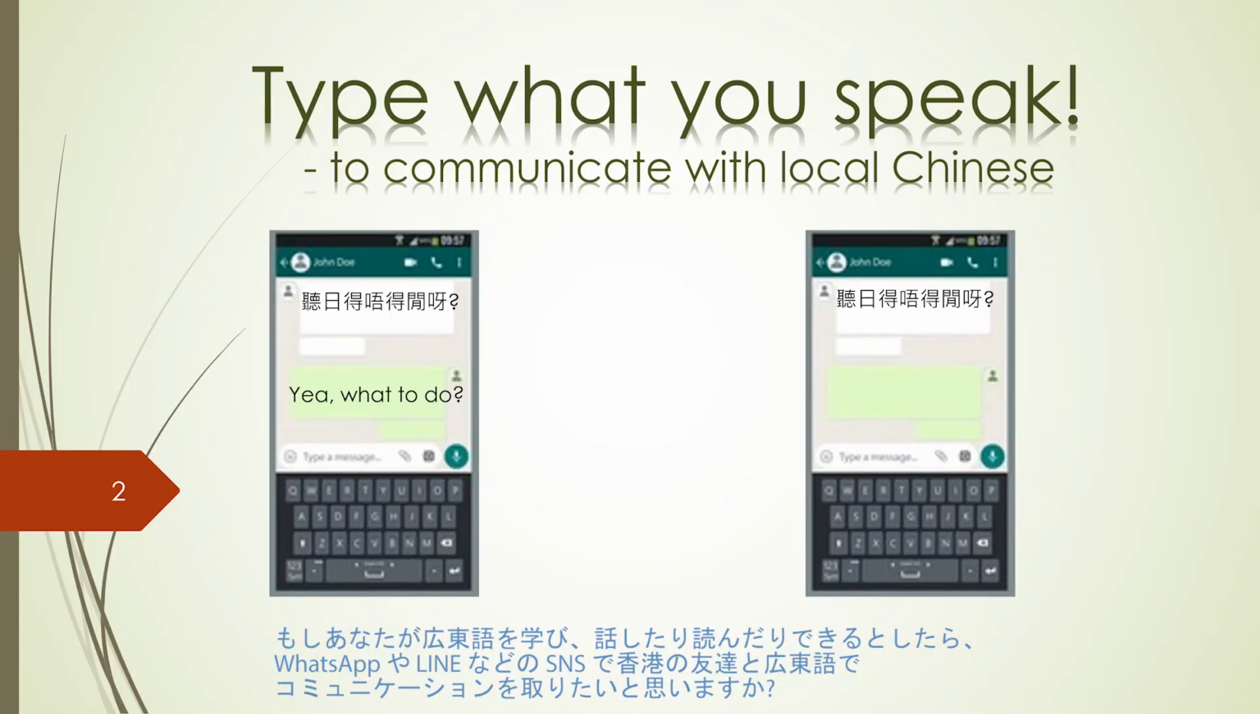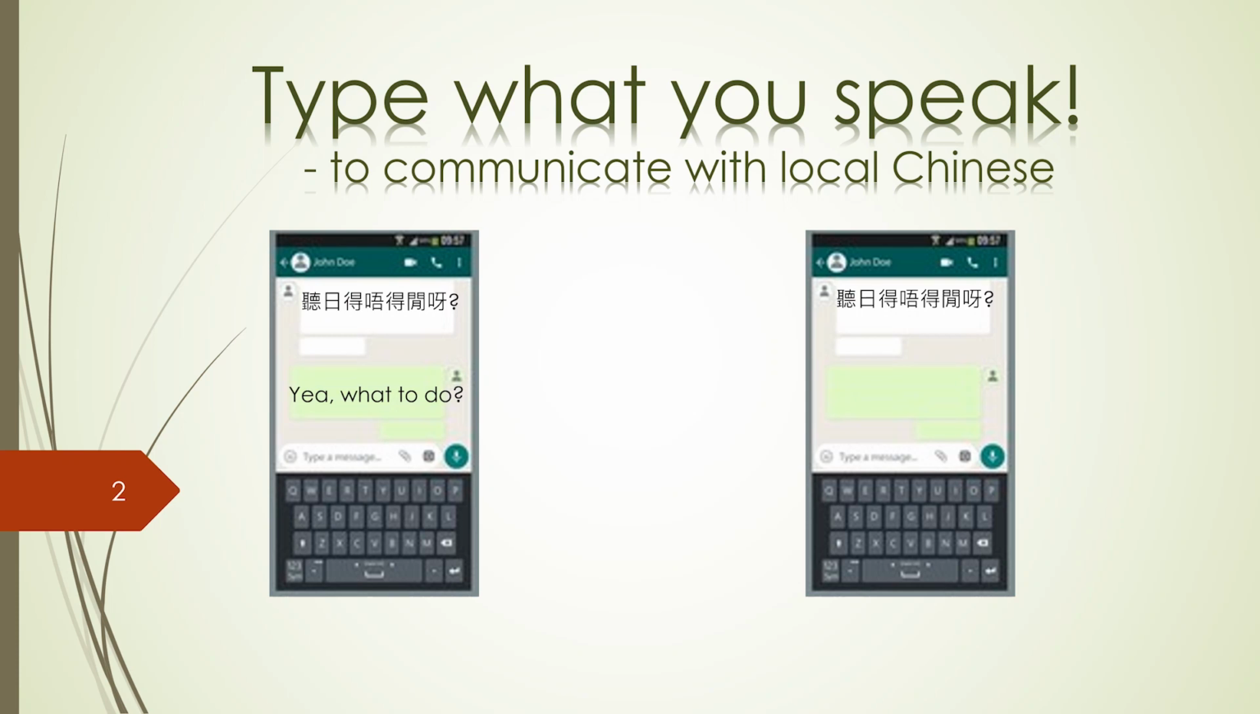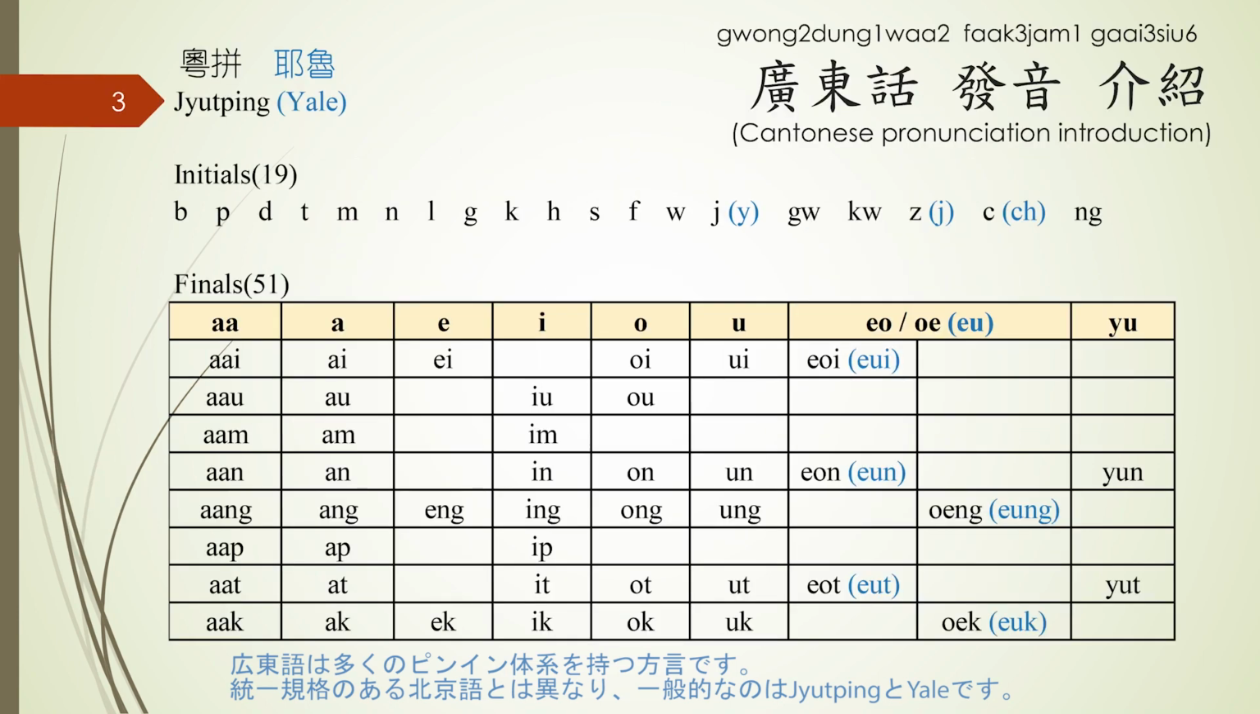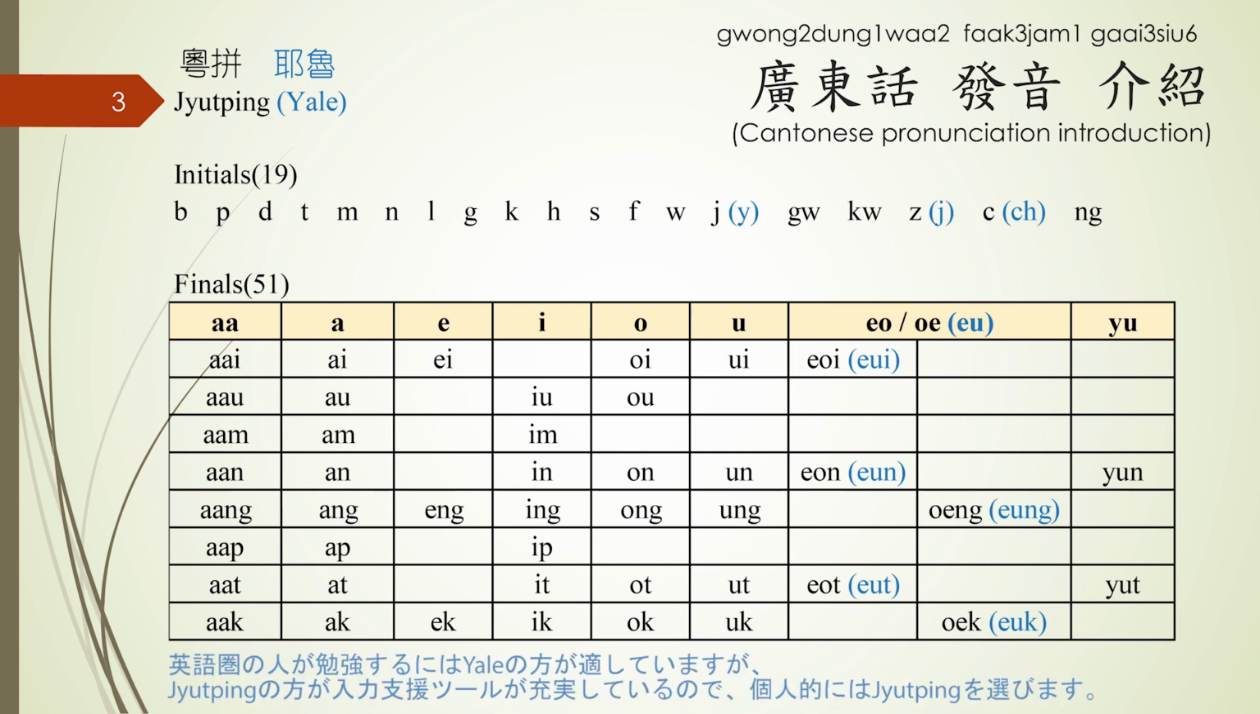If you had learned Cantonese and could speak and read, do you want to communicate in Cantonese with your local friends on SNS like WhatsApp or Line? Cantonese is a dialect with many pinyin systems, unlike Putonghua, which has a unified standard. I think Yuping and Yale are common in use. Yale is more suitable for English-speaking people to study. But since Yuping has more supporting input tools, I personally choose Yuping.